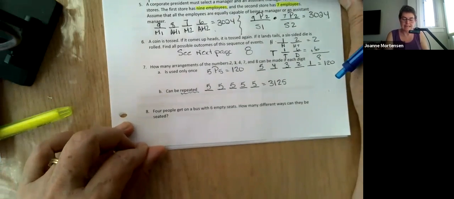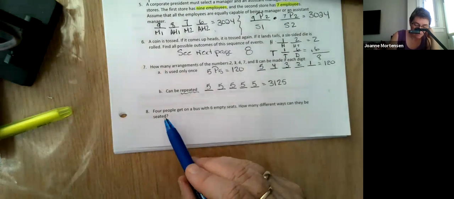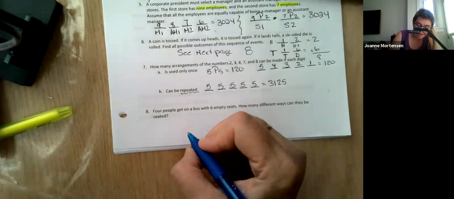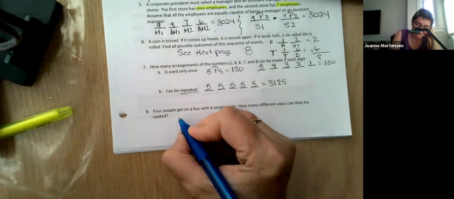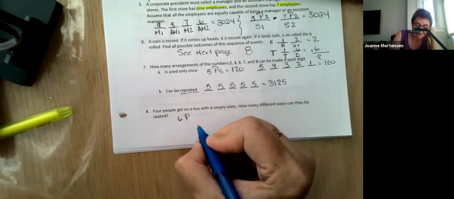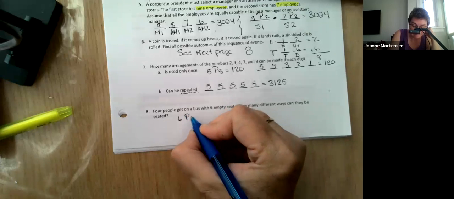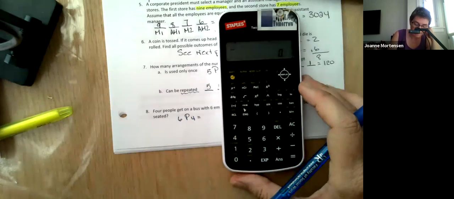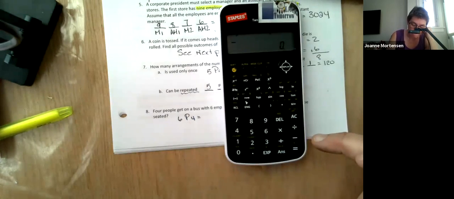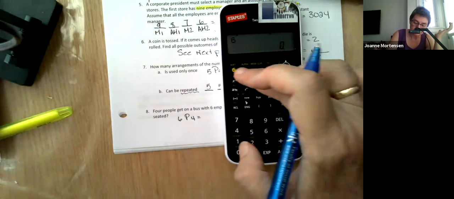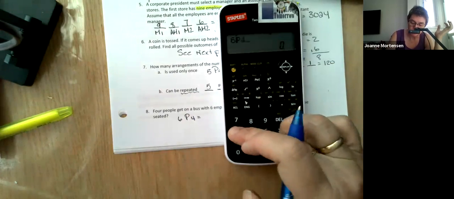Okay, last one. 4 people get on a bus with 6 empty seats. How many different ways can they be seated? Let's see. There are 6 seats, and I'm going to organize 4 people into them. So, 6 P 4 is 360.